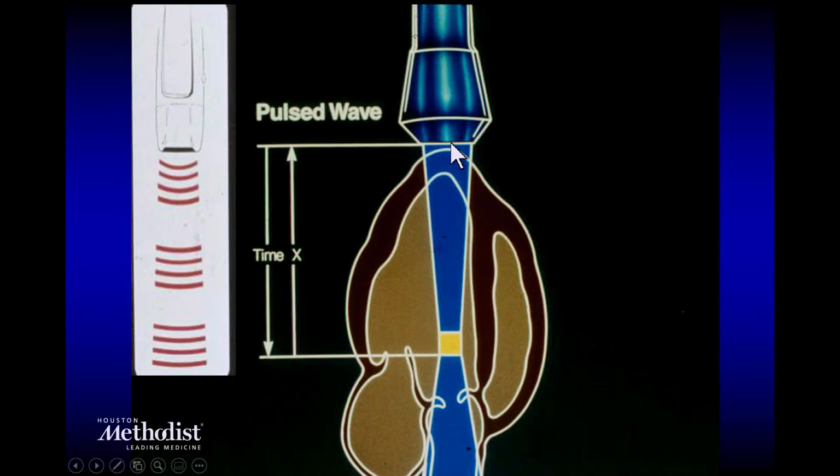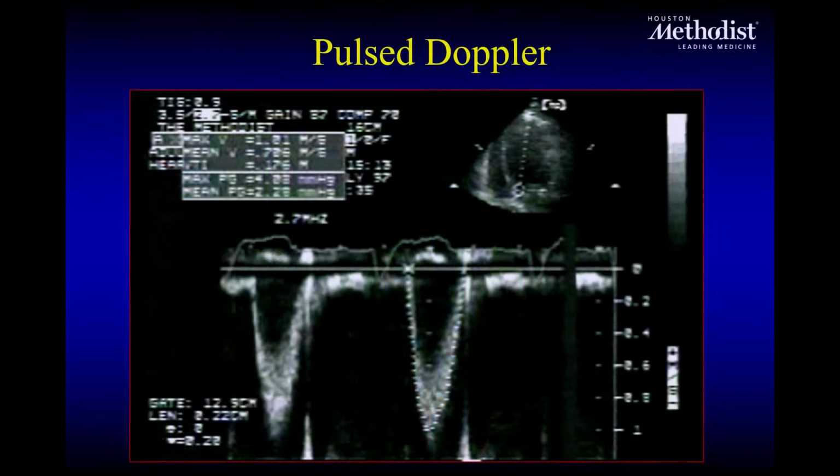So I emit, wait for that distance, which is time, and then open the listening device and analyze the data that's coming back. So this is pulse Doppler technology from the apex, looking at the LV outflow tract, and this is processed.